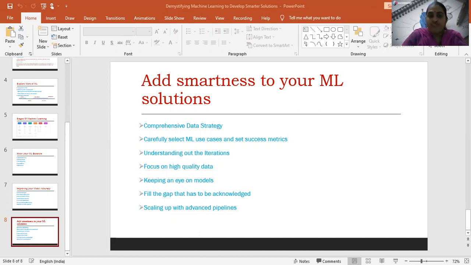At times we feel the solution isn't as efficient as possible. This is where you need to check if there are any loopholes left out. Ask a question to yourself: is this justifiable enough to be called a good strategy solution? This is where you have to see how to fill the gap that has to be acknowledged.